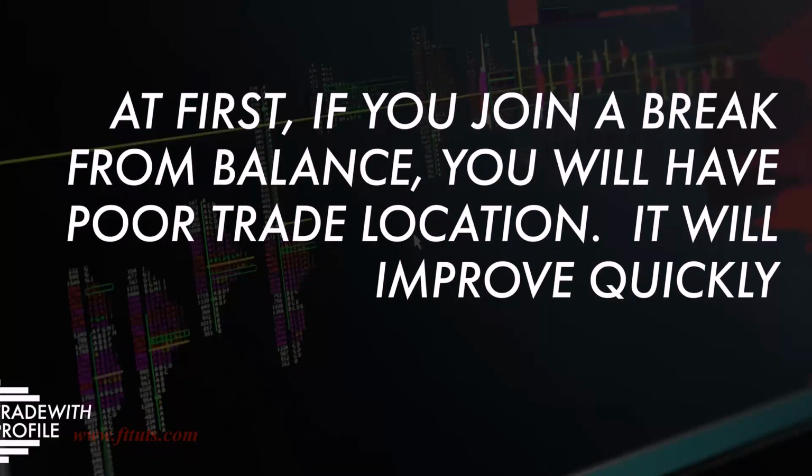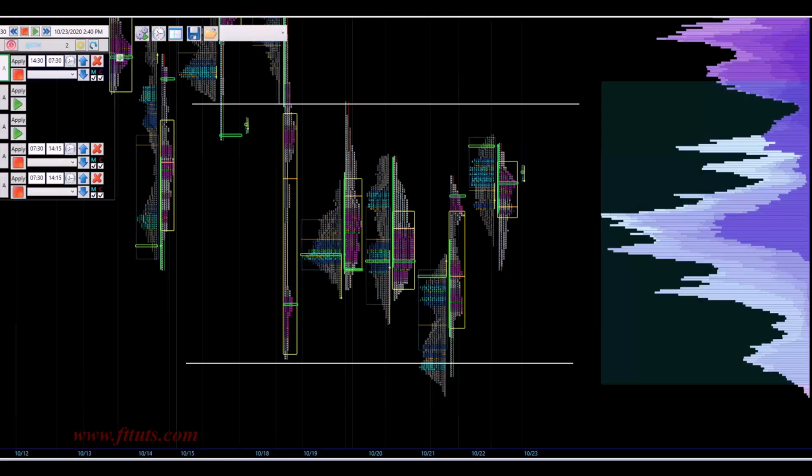At first, and this is always the case, if you join a break from balance, you will have poor trade location. And this is why it's hard for me to get into it, because it looks like, oh my gosh, look how far I've already traveled. But it's going to improve quickly. So let's go back to this example we were looking at of multiple days of balance around here. We know it's going to come from this 3440 area. We just don't know when.